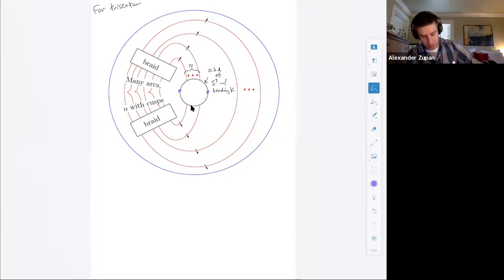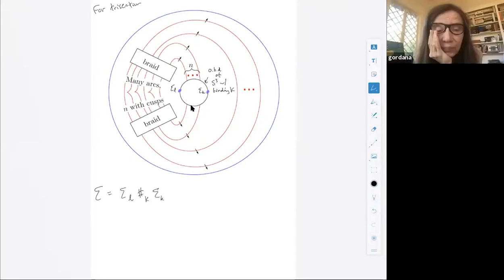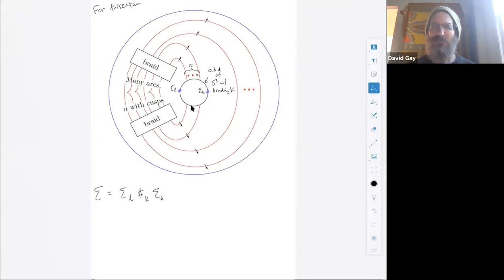So the central surface sigma is equal to, let's call these sigma L and sigma K, sigma L connected sum along the common binding K. The binding goes around. The binding is just one component. I see. Then those would just be two pages of the open book.